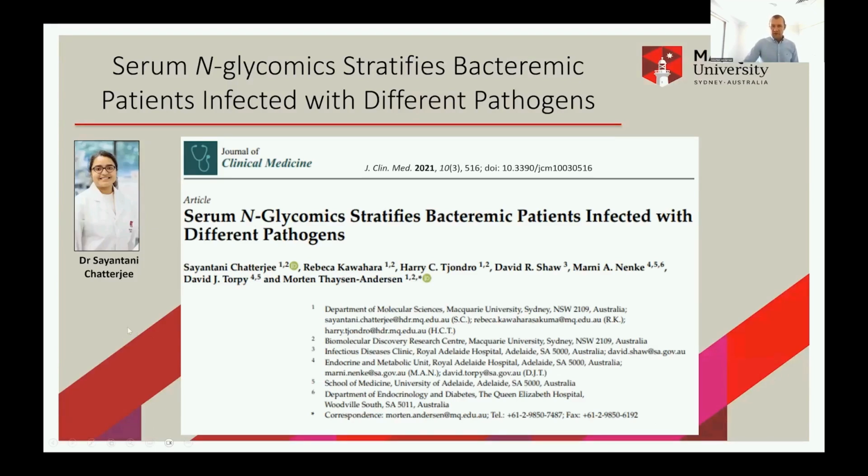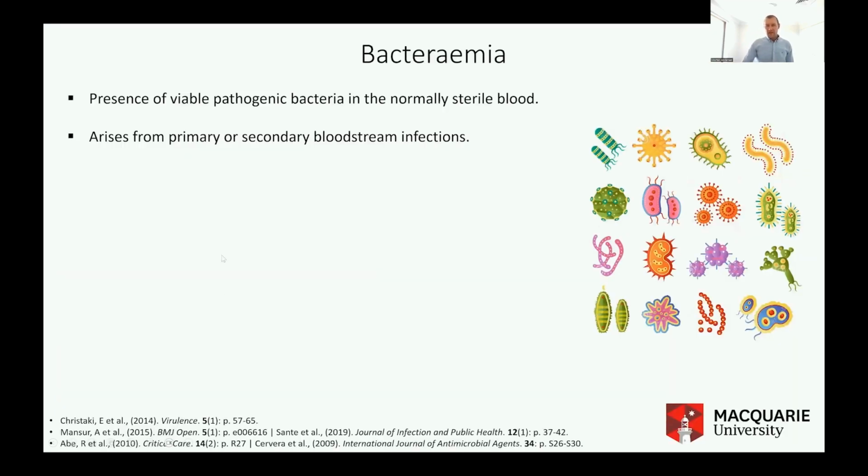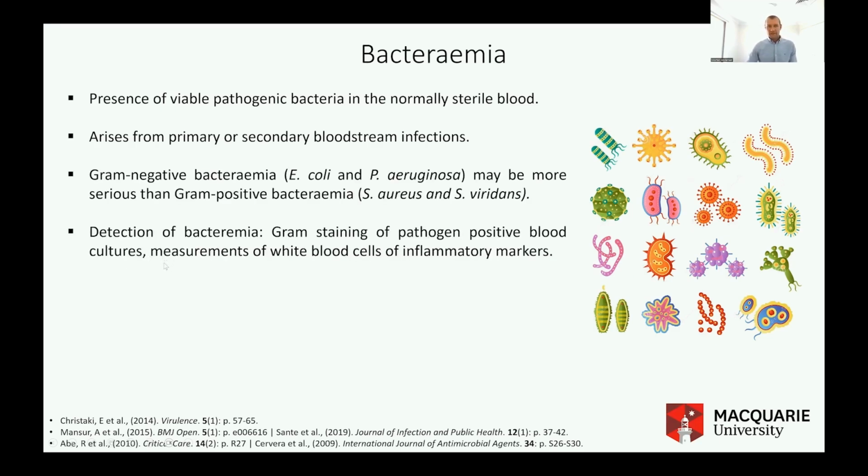One step towards understanding sepsis is to understand the precursor disease, which is called bacteremia. In work we did a few years back now, performed by Dr. Sansini Chatterjee, a former PhD student in my group, we looked at bacteremia because it is a precursor disease to sepsis. Bacteremia is the presence of viable pathogenic bacteria in the normally sterile blood, and it can arise both from primary and secondary blood infections. Both gram-negative and gram-positive bacteria can cause bacteremia.